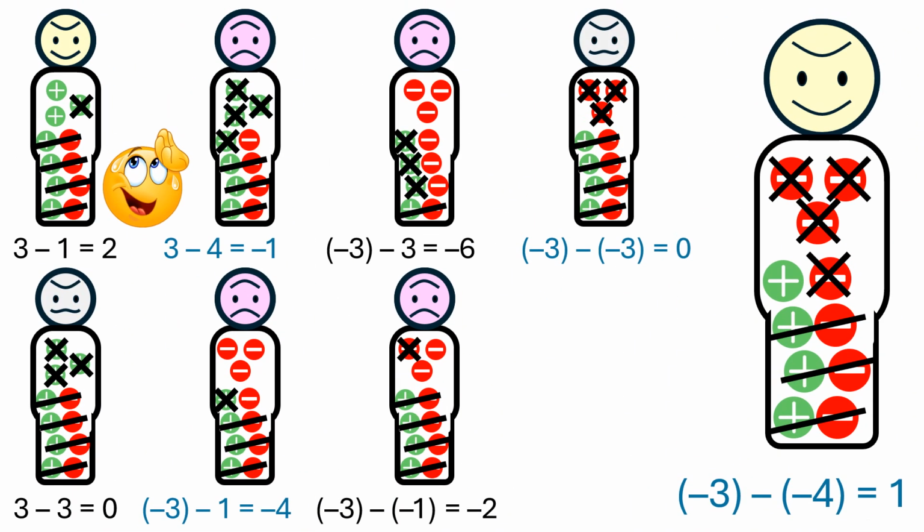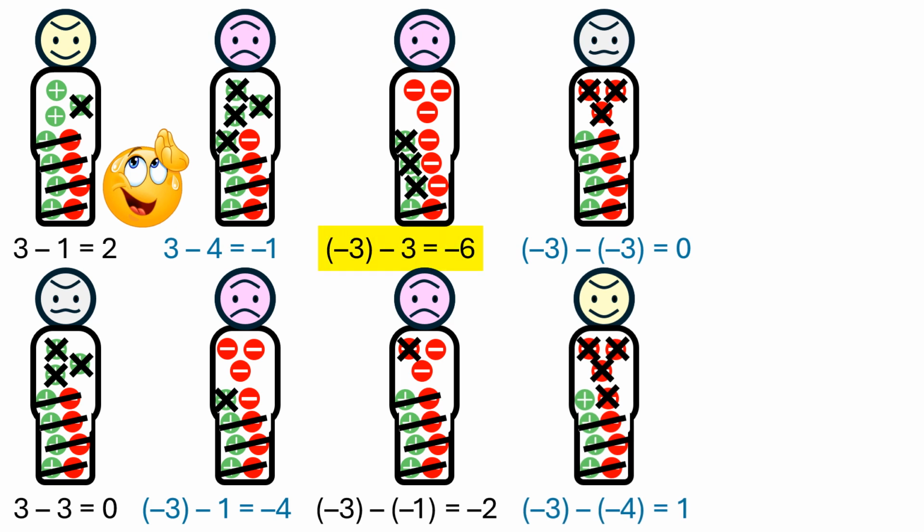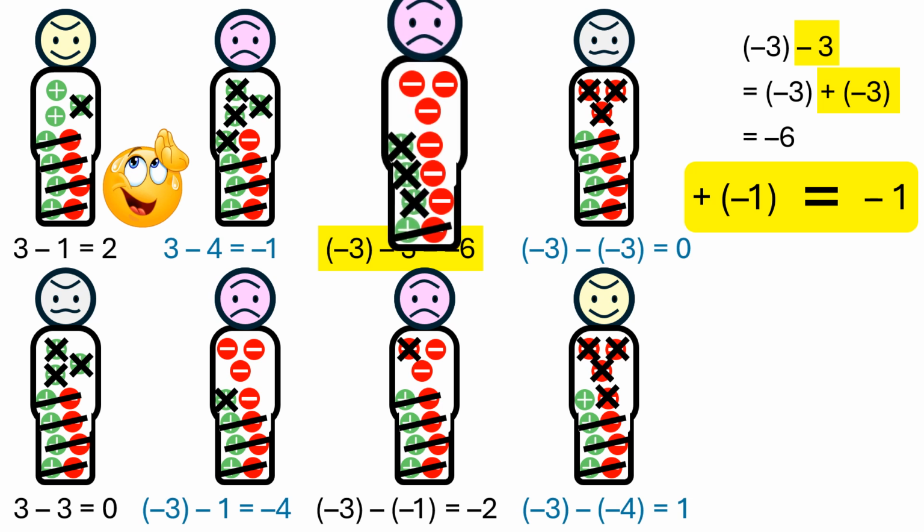Looking back at the examples we did earlier, let's redo 2 of them. We'll start with -3 minus 3. -3 minus 3 can be rewritten as -3 plus -3, using the observation that minus 1 equals plus -1, so that minus 3 is the same as plus -3. This may make it easier to see that the result is -6, as shown by the model.